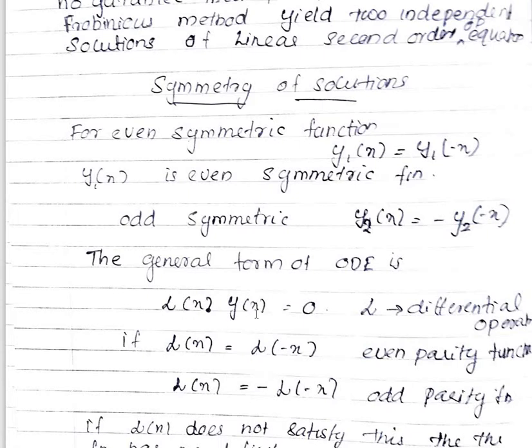So L of x y is equal to 0. If we replace x by minus x in the operator, if L of x is equal to L of minus x, this operator has an even parity. So it is called an even parity operator. If L of x is equal to minus L of minus x, it has an odd parity. So it is an odd parity operator.